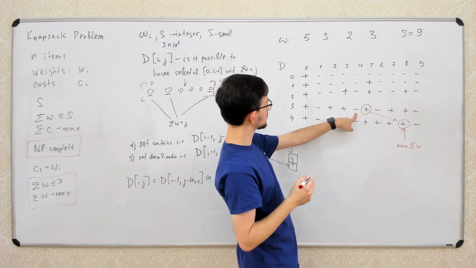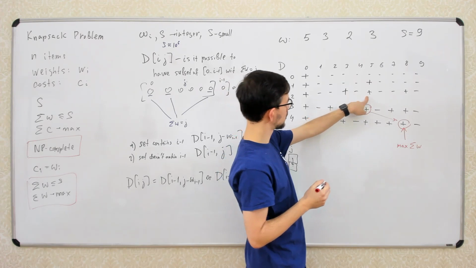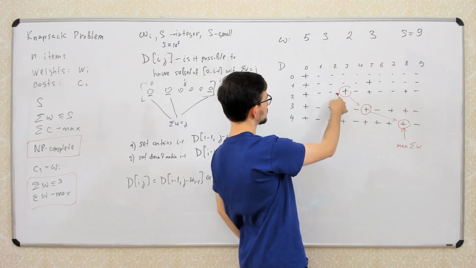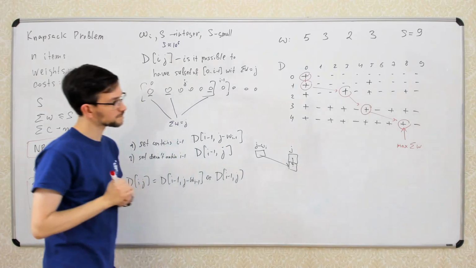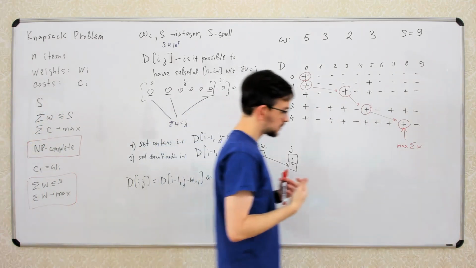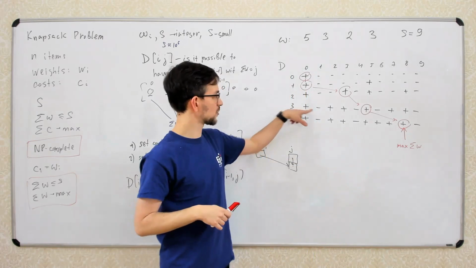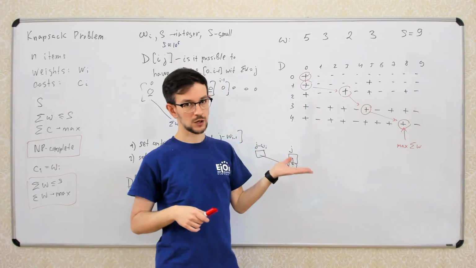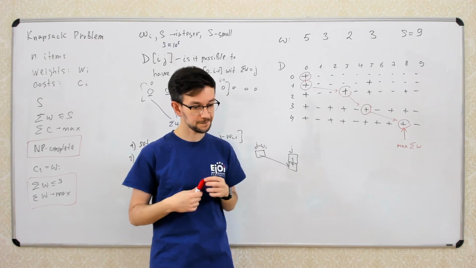And this plus comes from here or here. Too many possibilities. And this plus comes from here. This plus comes from here. So what does it mean? It means that to get this sum, you need to take these three elements. So you need to take this element 3, this element 2, and this element 3. So the total sum will be equal to 8.